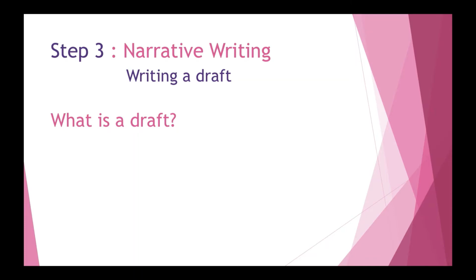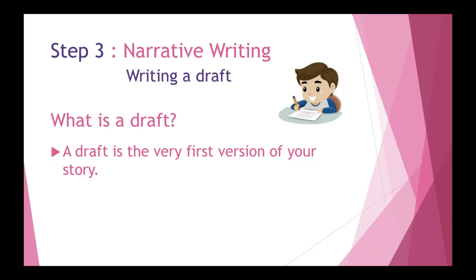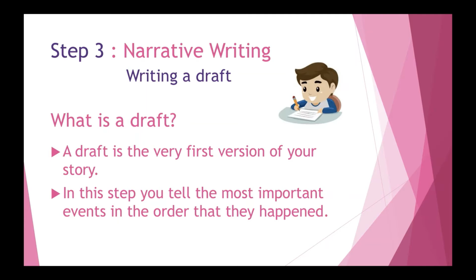Now, let's look at step 3. In this step, you will be writing a draft of a story. But what is a draft? A draft is the very first version of your story, where you put your ideas into sentences and paragraphs. This step includes all the important events that happen in your story in the order in which they happen.